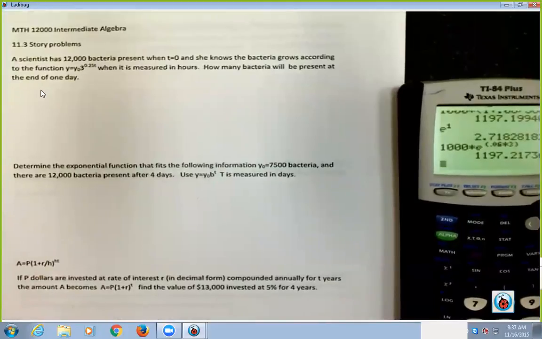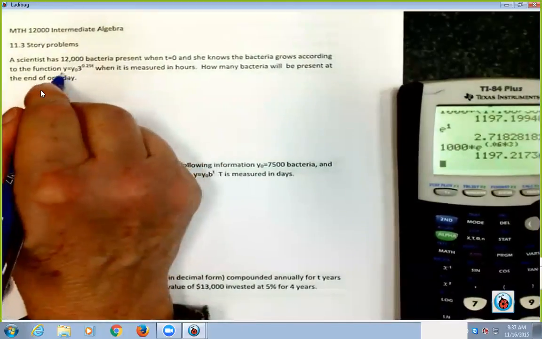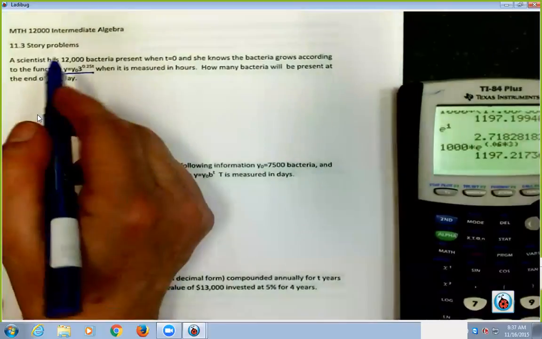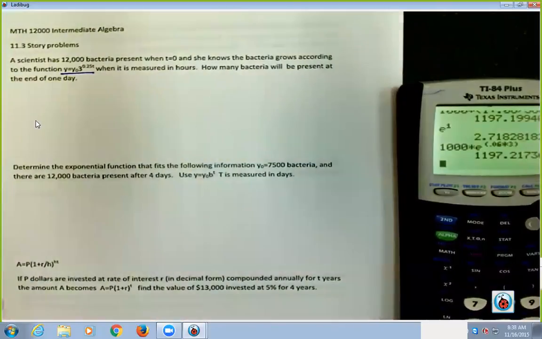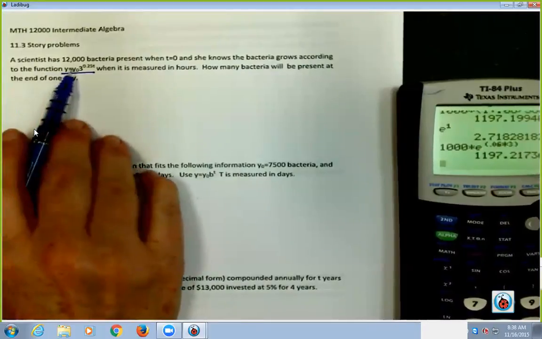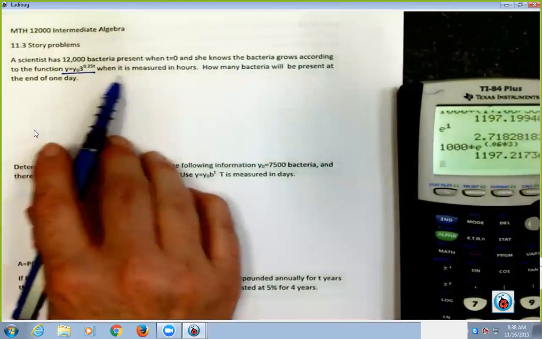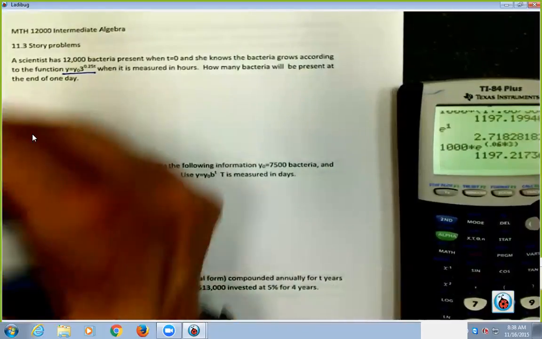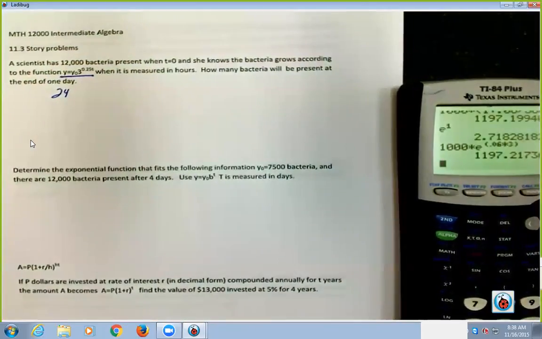So again, formulas will be in these. So we've got this one in here. So that's kind of similar to the first one we did. So what do we have? It says a scientist has 12,000 bacteria present when t equals 0, and she knows that the bacteria grows according to the function y equals 12,000 times 3 raised to the 0.25 times t. When t is measured in hours, how long will the bacteria be present at the end of one day? So we got 24 hours.